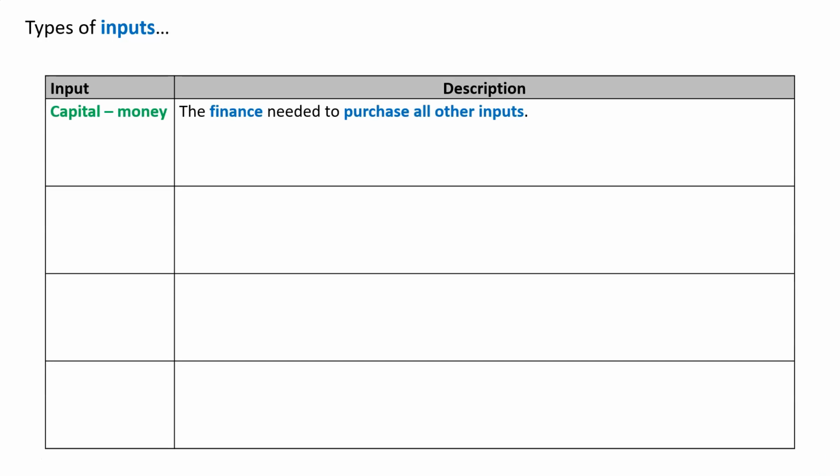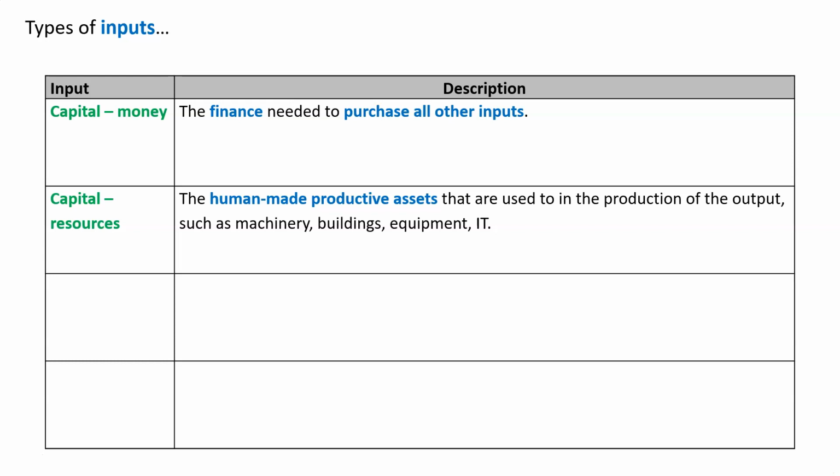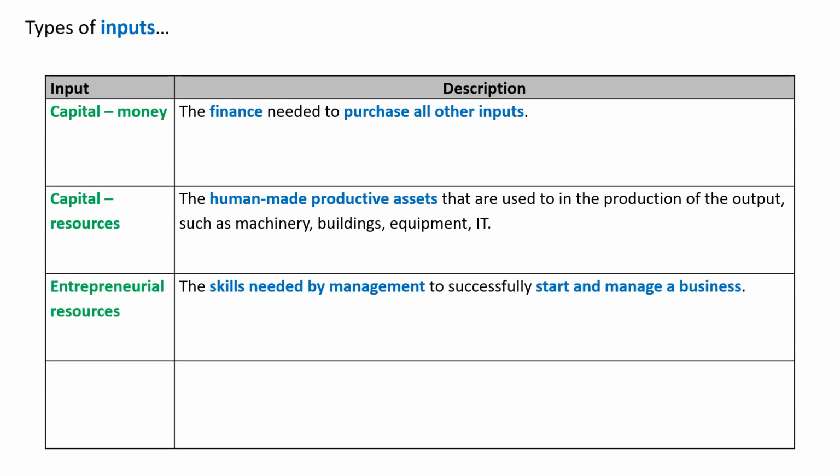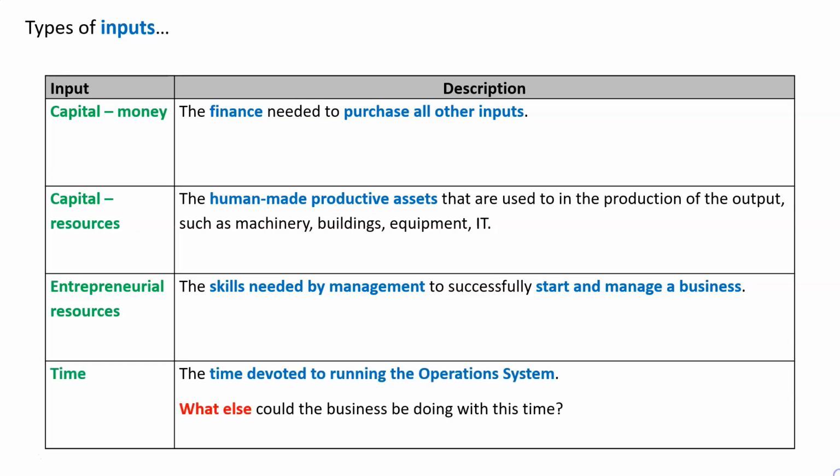We also need capital, the money. So we say the finance needed to buy all the other inputs. We need the capital resources, so it's the human-made productive assets. That's a very fancy definition, but basically that's all the machines, buildings, equipment, IT, robots, etc. We also need entrepreneurial resources, the skills needed by management to successfully start and manage the business, come up with the good ideas. And lastly, the time devoted to running the operation system. What else could the business be doing? Could we be making a different product or be in a different industry altogether?